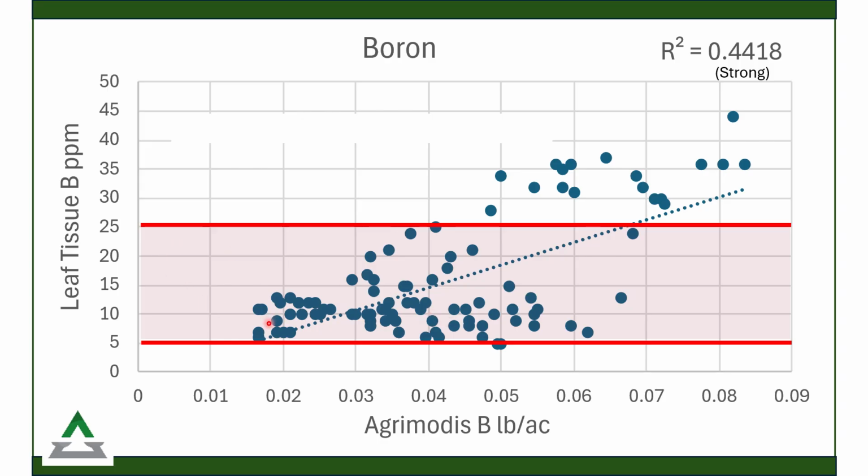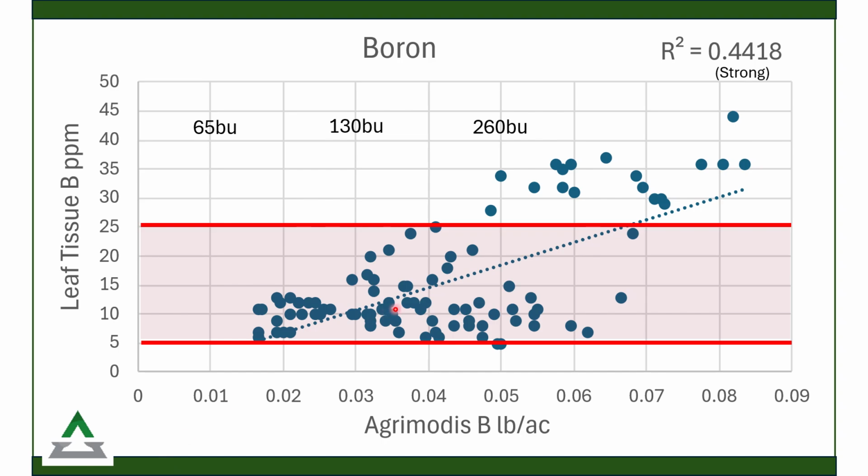For instance, here below 0.02 pounds per acre, you have a 10 part per million boron sample. And then you see all of those 10 part per million boron samples on this grid line as you move to the right, all the way up to 2.5, almost 3 times that 0.02. They all have the same concentration in a leaf, but they have dramatically different plant content. So how do you decipher that?